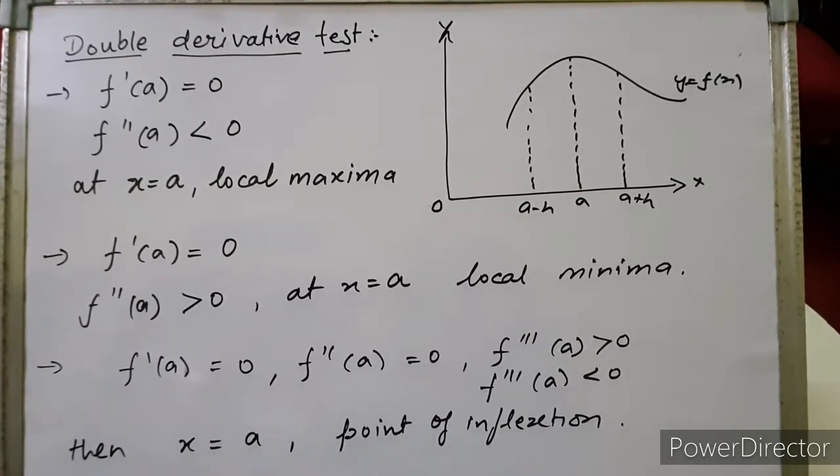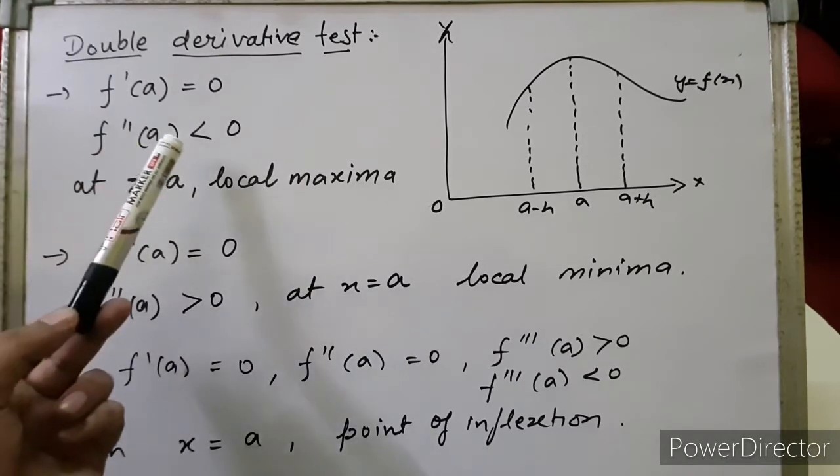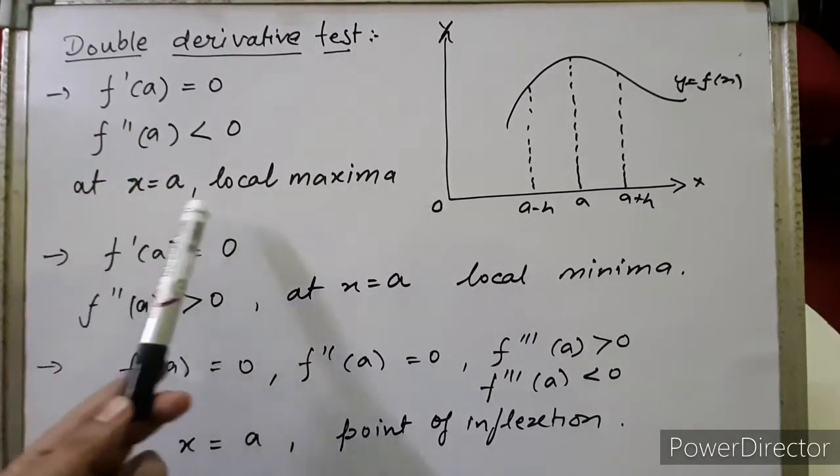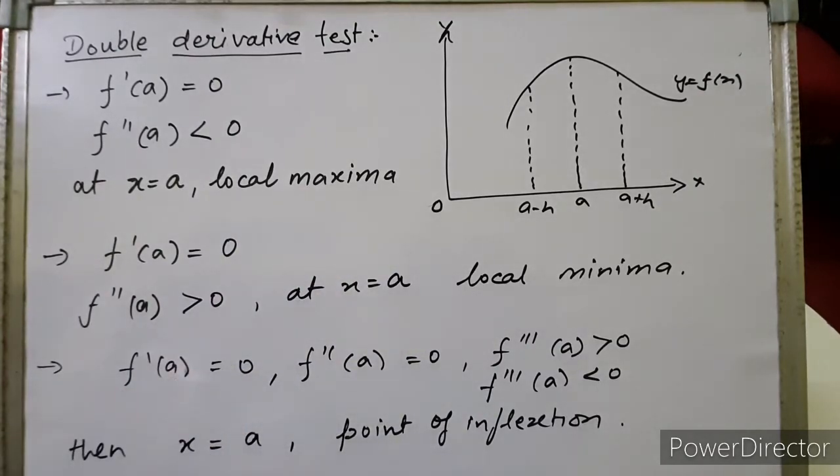So what we'll do is double differentiate the function. If at x equals a the second derivative is less than 0, that means at x equals a we are getting a local maximum value, right? And if the derivative of the function is 0 at x equals a, and the second derivative f double dash a is greater than 0, then we say that at x equals a we are getting a local minima. All right children, so from here we have seen how to find the local maxima. Most of the time we will be using the double derivative test to find the local maximum and local minima.